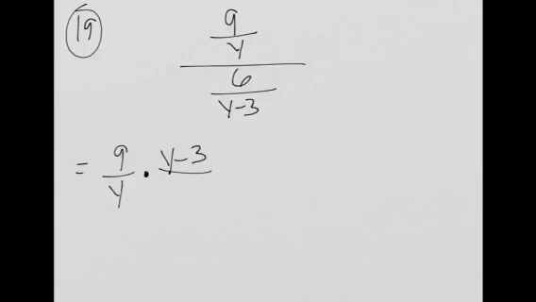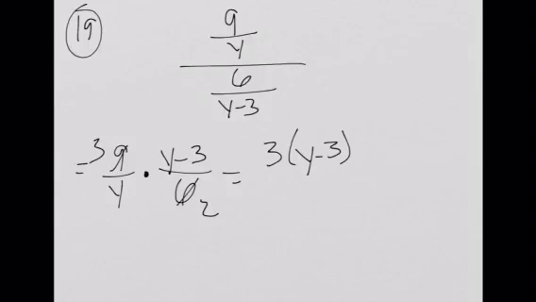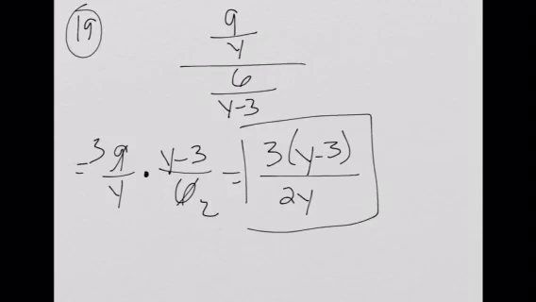minus 3 over 6. And so now we see that we can cross simplify the 9 and the 6. The 6 divided by 3 becomes 2. The 9 divided by 3 becomes 3. And that's really all we can cross simplify. And so on the top we get 3 times y minus 3. And on the bottom we get 2 times y, which is just 2y. And so that's our final answer for number 19.